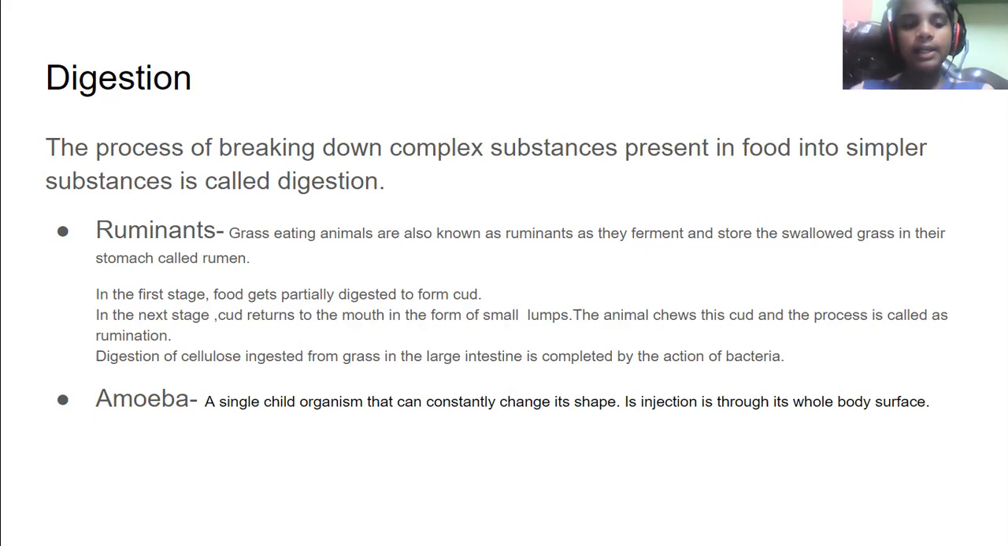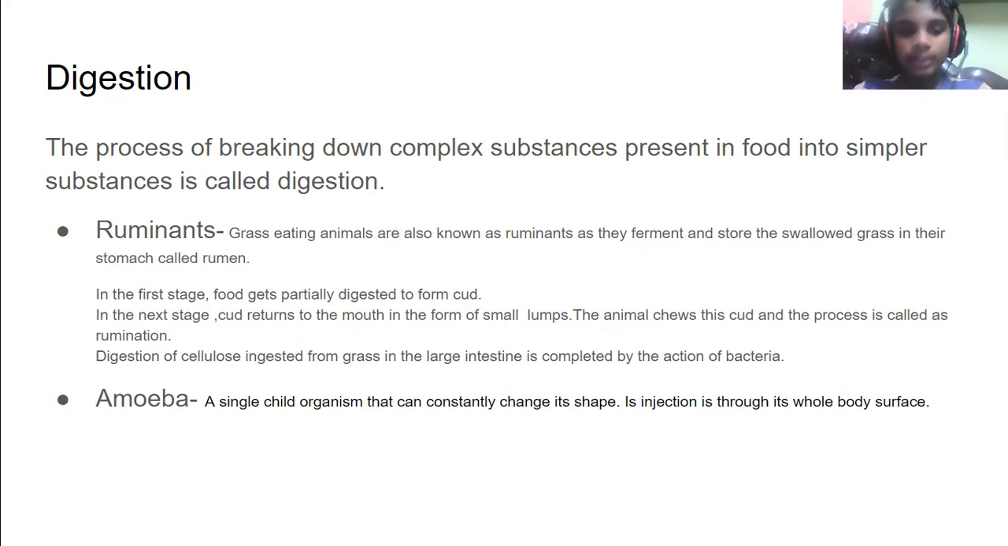In the next stage, the cud returns to the mouth in the form of small lumps. So if the ruminant eats this much grass, or a hay bale, that much it eats. If everything came out at once it couldn't chew, so it comes back in smaller quantities and the animal chews it, and this process is called rumination.